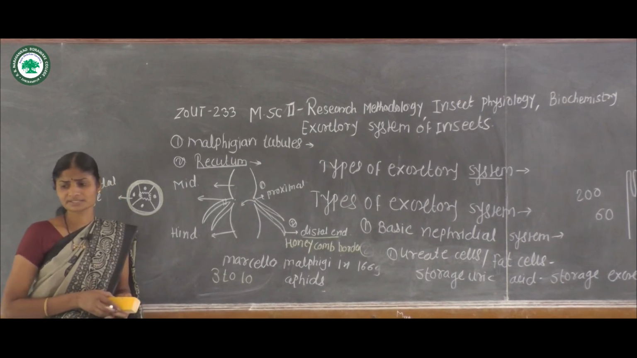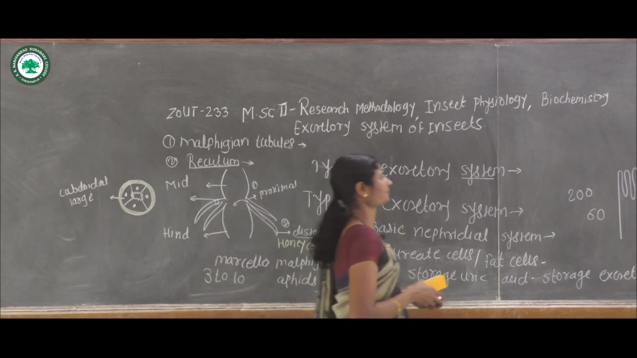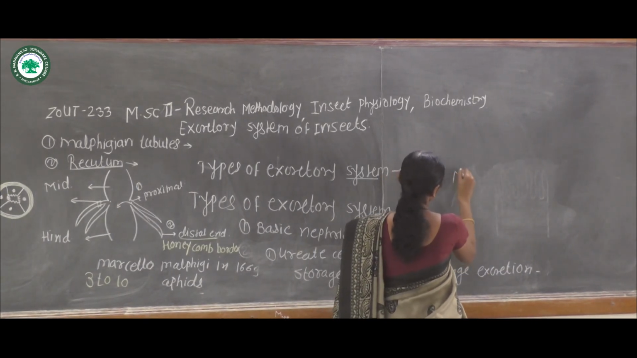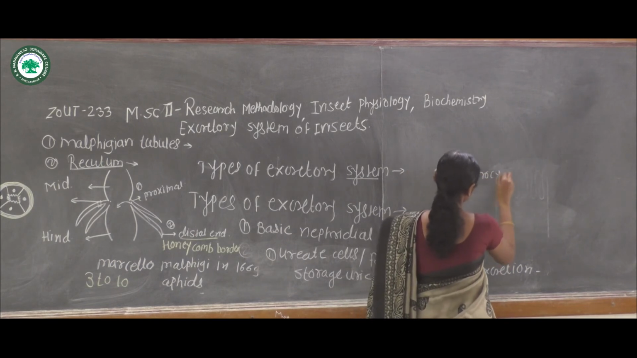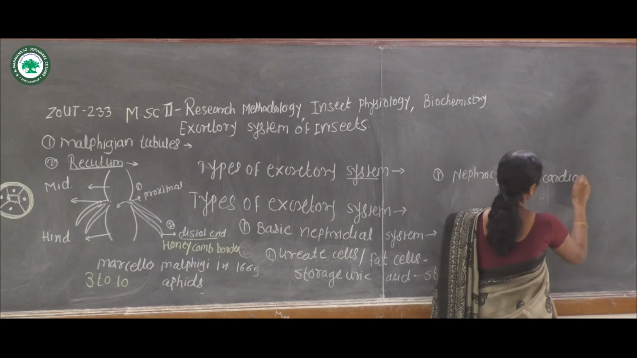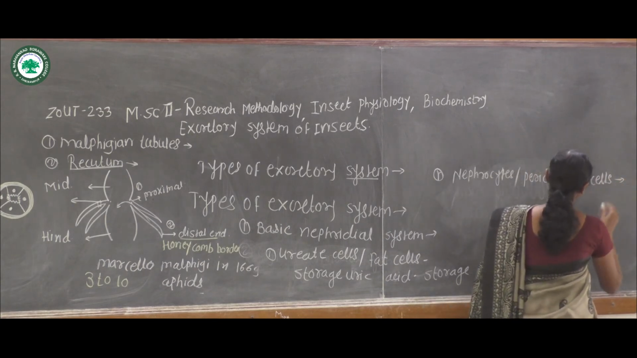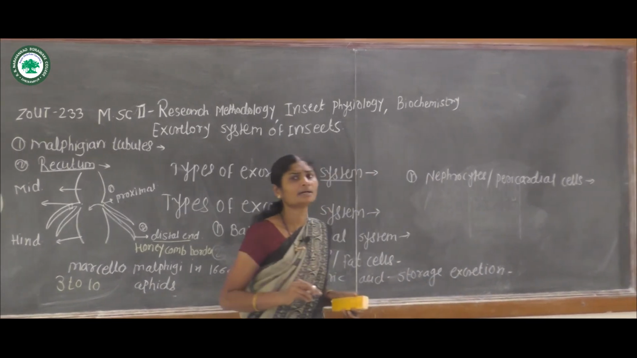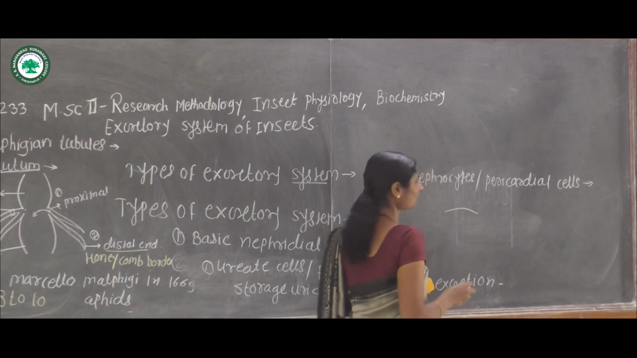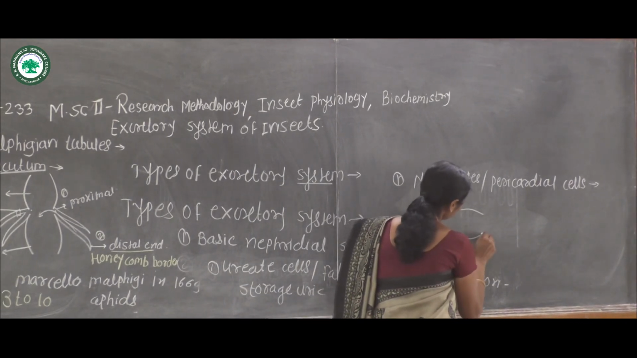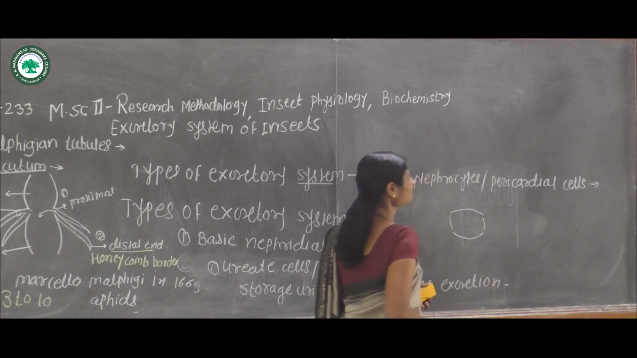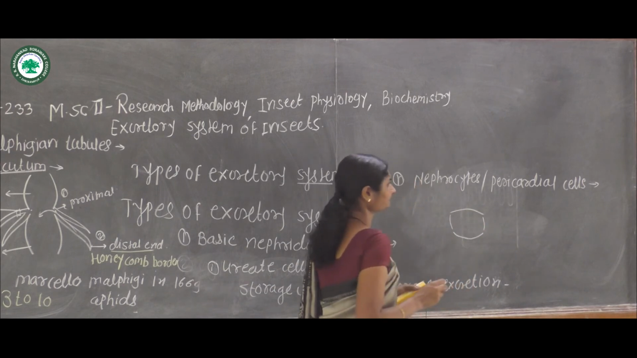Next type of cell is the proctocyte cells, also called nephrocyte cells or pericardial cells. These pericardial cells are located in the pericardial sinuses. In insects, the upper chitinous plate is called the tergum, the lower chitinous plate is called the sternum, and on the two lateral sides, plates called pleura are present.